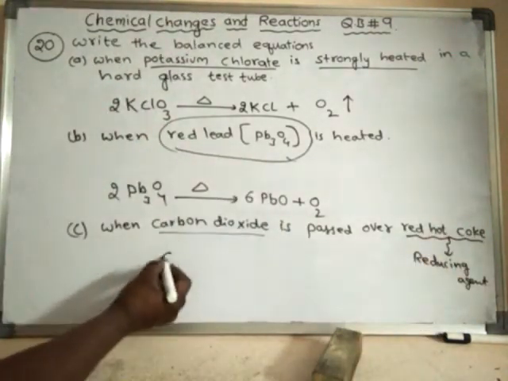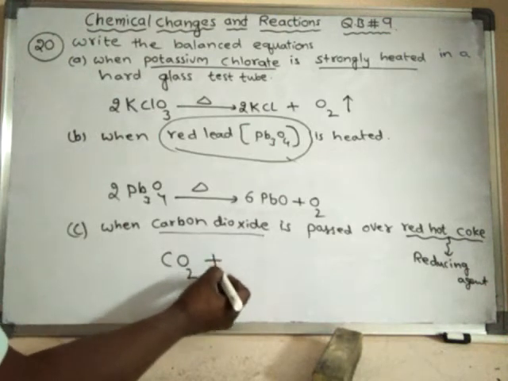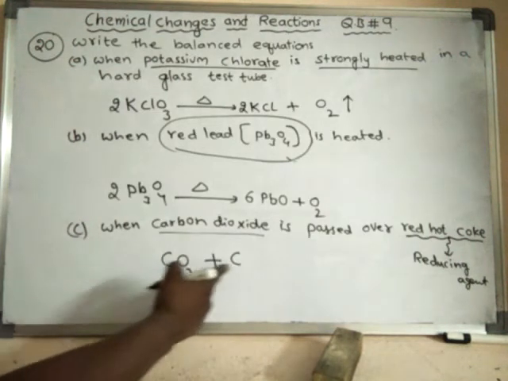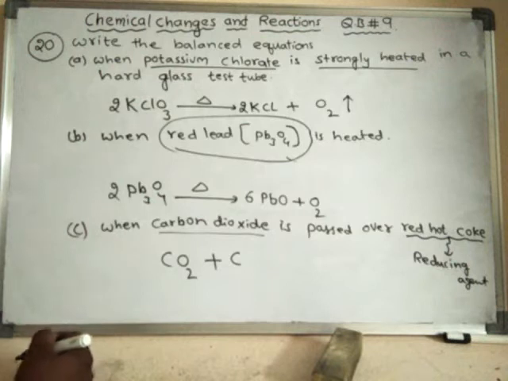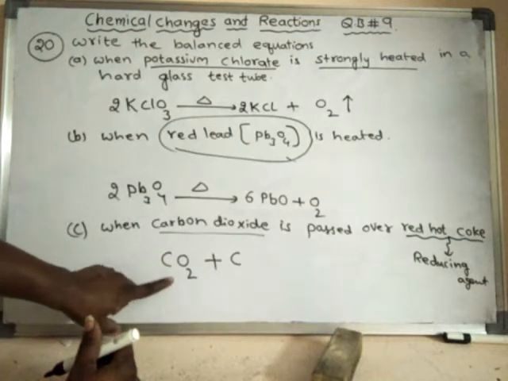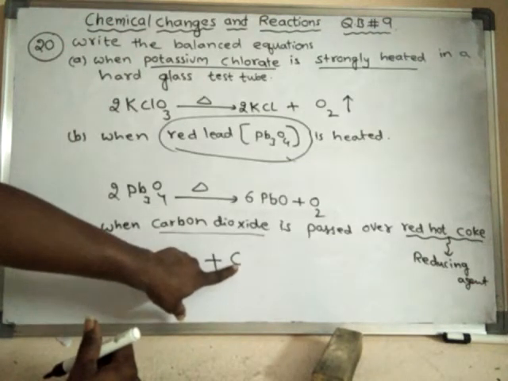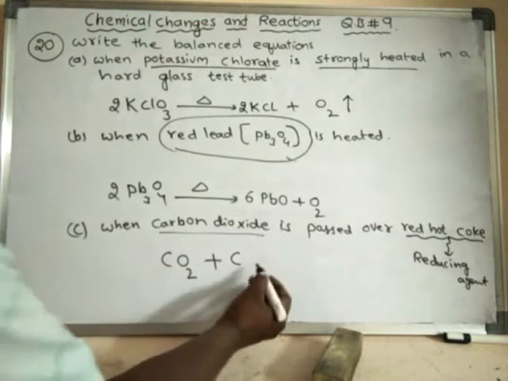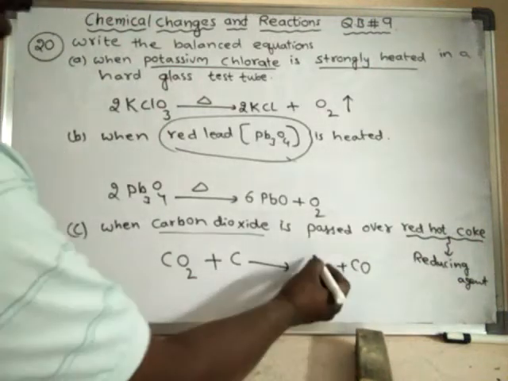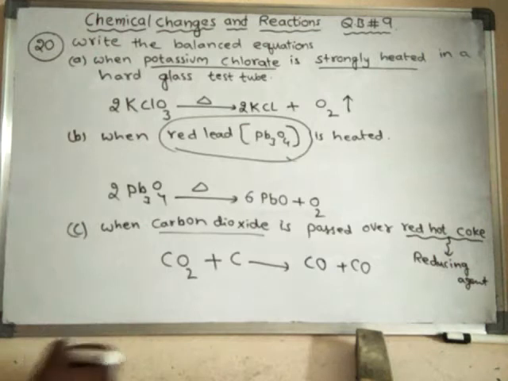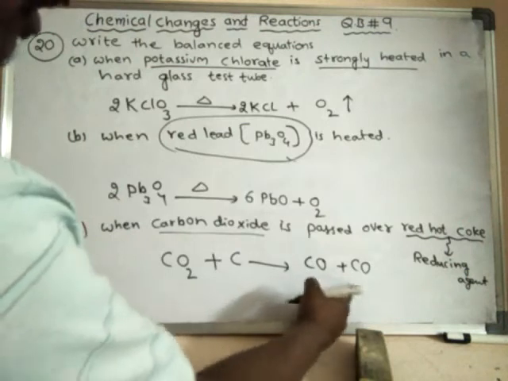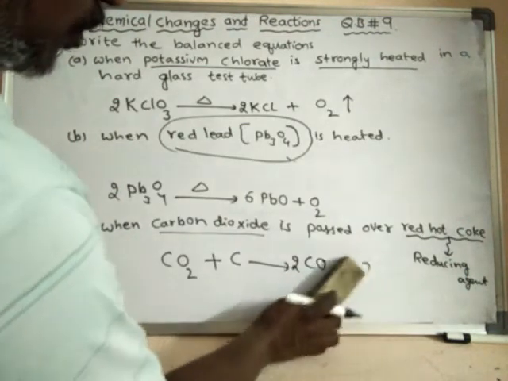Carbon dioxide reacts with the red hot coke. When carbon dioxide is passed over red hot coke, as this is a reducing agent, it will reduce the carbon dioxide. That means it will take oxygen from it. So the carbon dioxide converts into carbon monoxide, and the carbon also becomes carbon monoxide, because after losing one oxygen, it becomes carbon monoxide. So altogether, it forms two carbon monoxide.